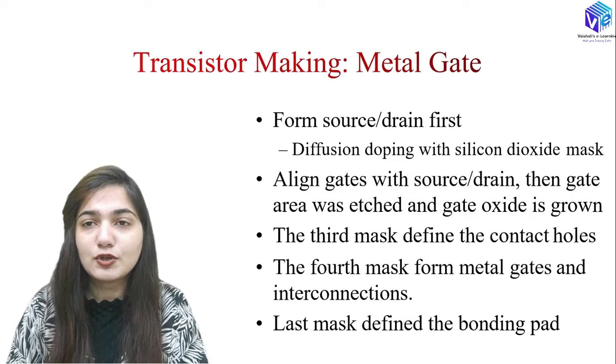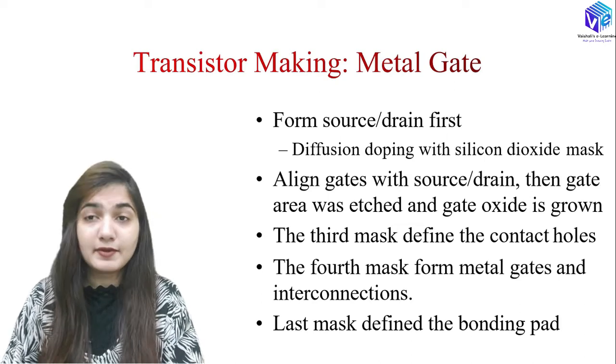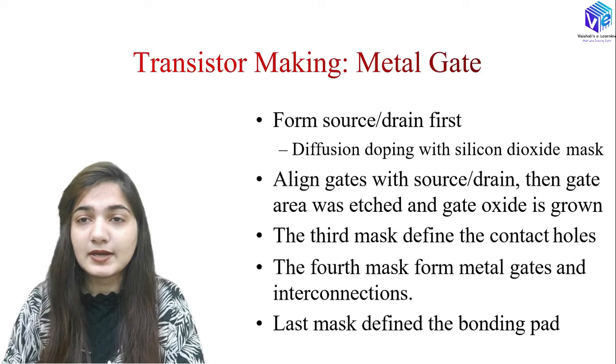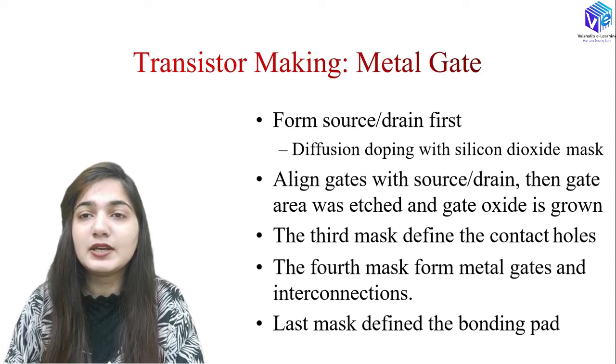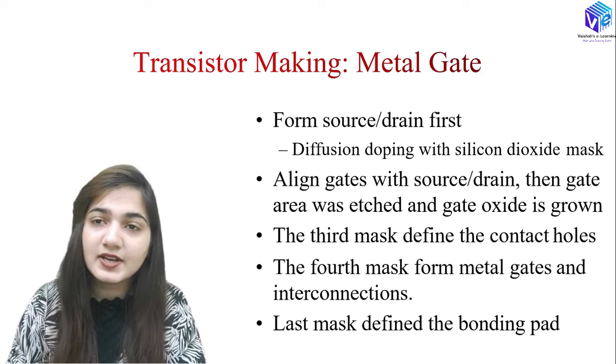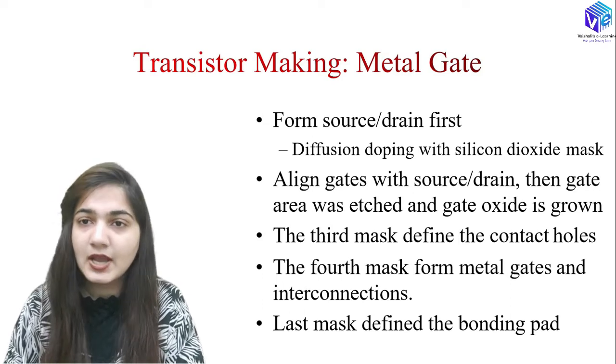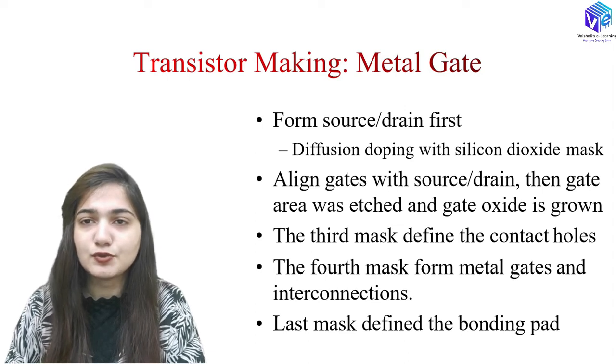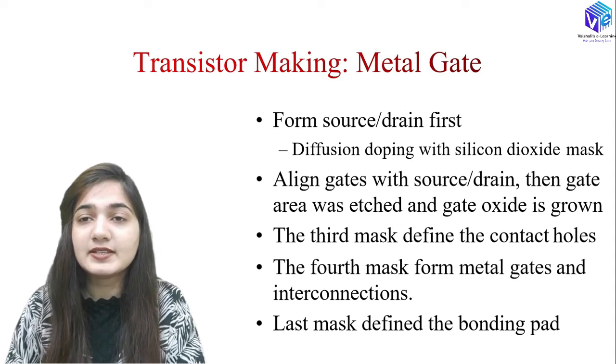So first of all we are going to talk about the metal gate. Whenever I want to make the metal gate, first of all there is a prerequisite. What is the prerequisite? That we need to form the source and drain first, then only I will be moving towards the metal gate formation. So first I will be forming the source and drain. How will I form the source and drain? I will be using a masking step.